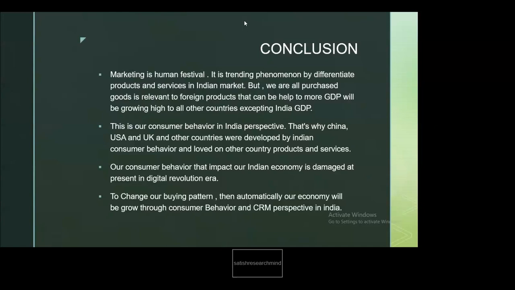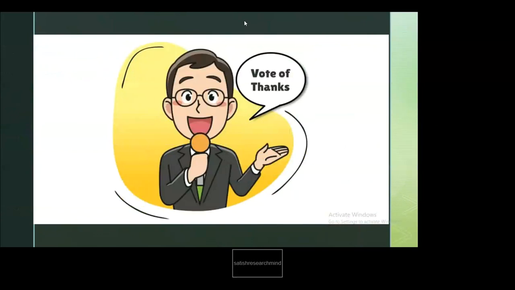Then we love our Indian economy, our employment, our companies, our things. If that behavior is changed, then Indian economic growth will change automatically. This is my intro concept about market analysis and consumer behavior.